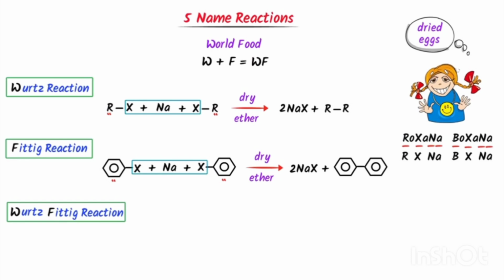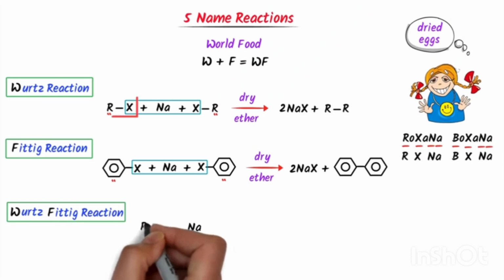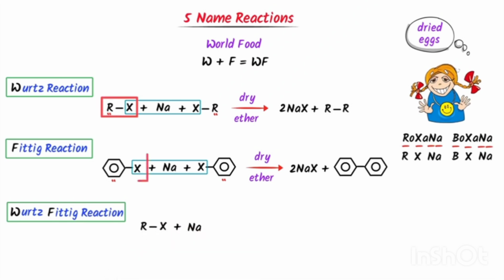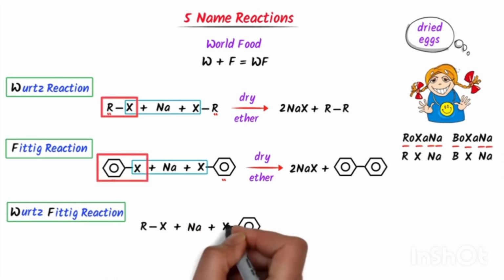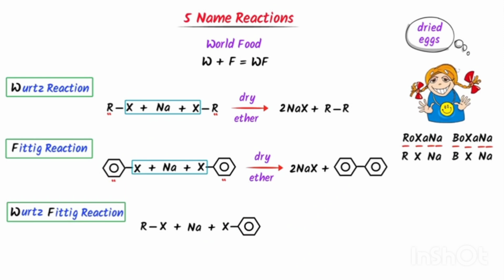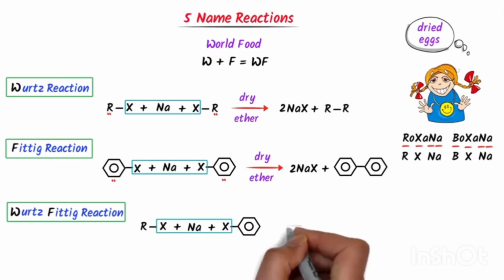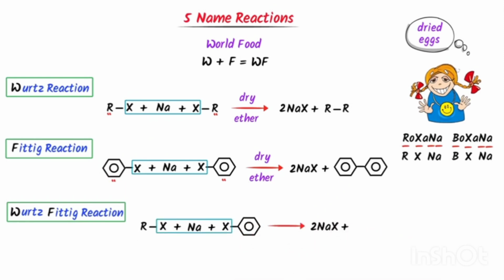Thirdly, in case of Wurtz-Fittig reaction, I write sodium. I take the first reactant from Wurtz reaction and the first reactant from Fittig reaction. We know that sodium will react with these 2 halogens. I get 2 sodium halide, and this benzene ring and this alkyl join together to form alkyl benzene. This dried egg stands for dry ether. Thus this is the Wurtz-Fittig reaction. Thus using this trick, we can easily learn these 3 reactions.